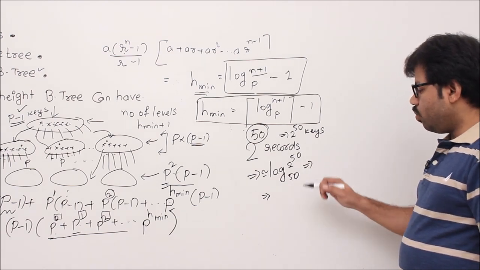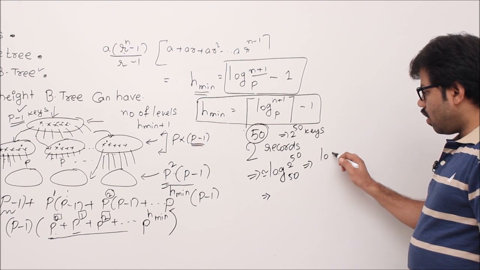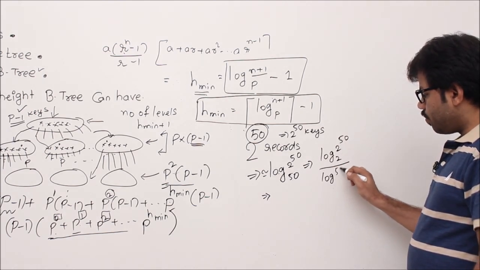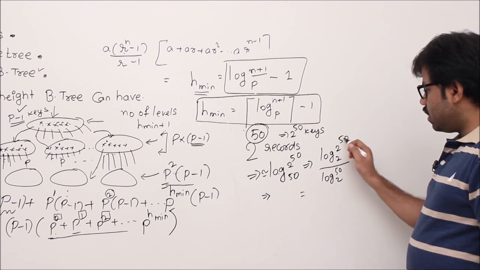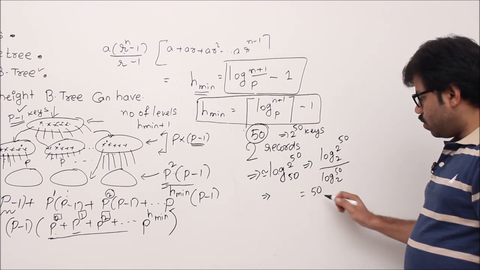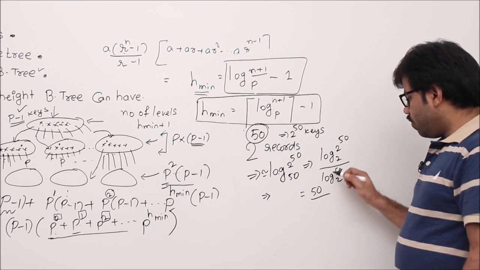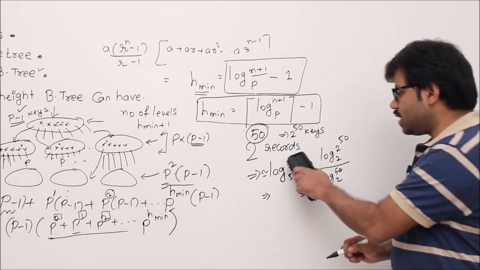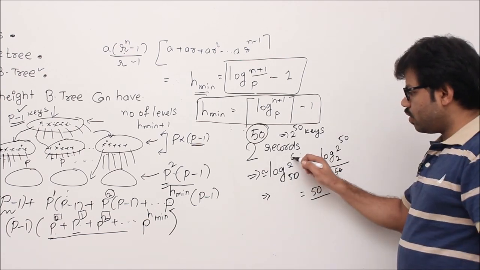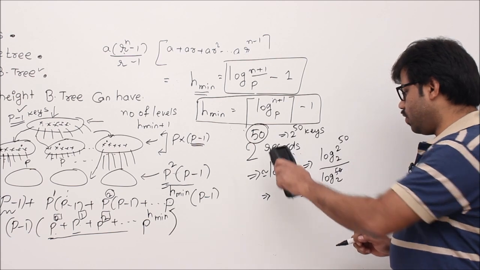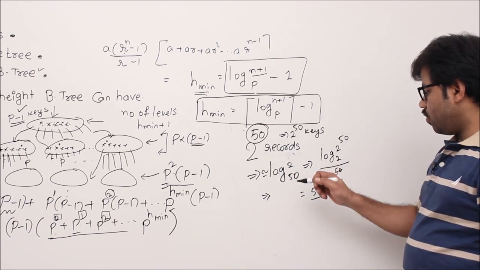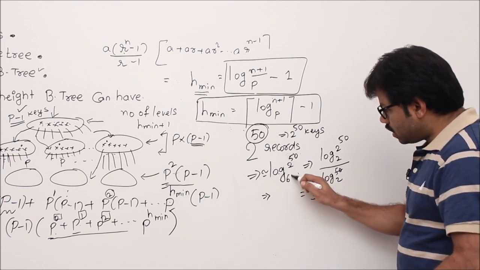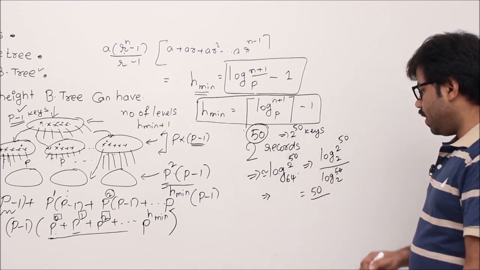2 power 50 can be written as log 2 power 50 base 2 by log 50 base 2. So this is 50, right? 50 log 2 base 2 by log 50 base 2. For easy calculations, let's take the order as 64. If I take order as 64, then that would be easy for me. So here it is 2 power 50, but order 64 I am taking, so calculations will be easy for me.